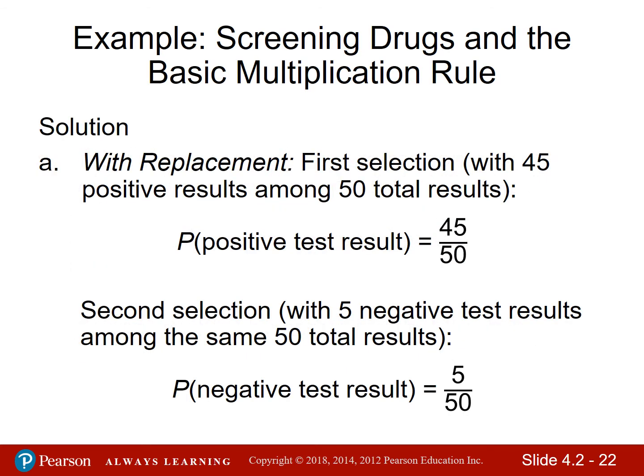Now with replacement, first selection: 45 positive test results among 50 total results, so P of positive test result is 45 out of 50, because 45 people tested positive. Now, second selection: 5 negative test results among the same 50 total. Remember, with replacement, so you still have 50 test results. We pull one out but put it back because we replace it. So we still have 5 out of 50, because 5 people tested negative.